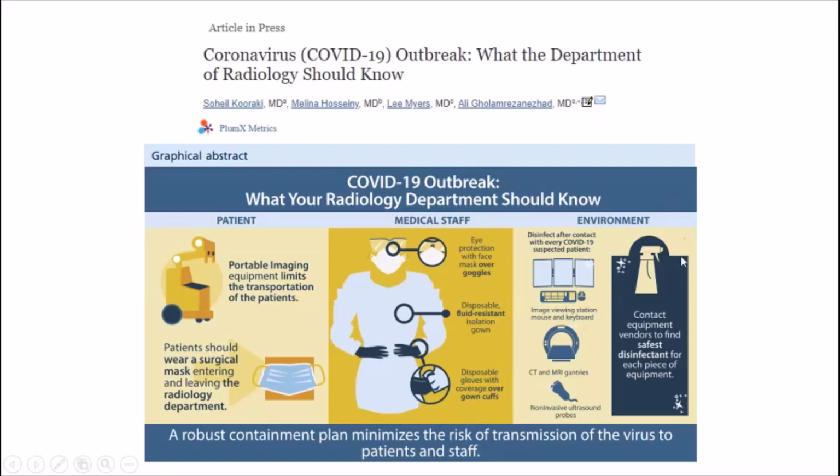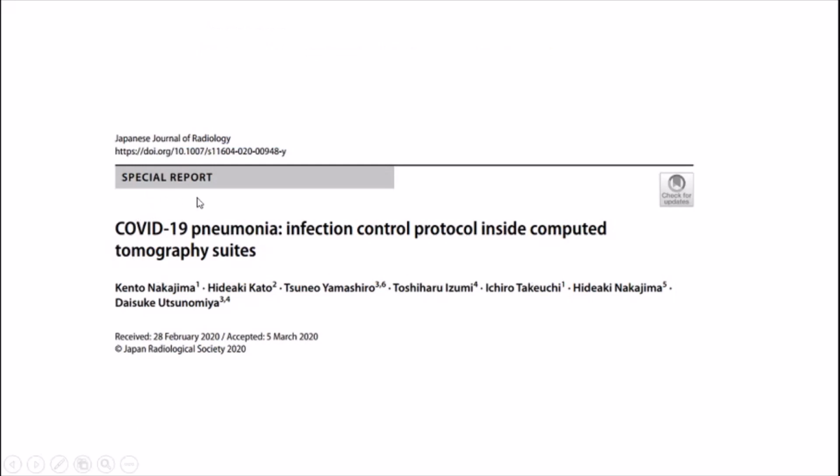Okay, for the equipment, as I just mentioned in the previous slide, this special report in the Japanese Journal of Radiology just came out, I think a week or two ago. It was accepted in the beginning of March. This is an infection control protocol inside the computed tomography suites. I think this is very informative and very clear. The guideline is very easy to follow. I highly recommend that we adopt this kind of protocol in Libya.